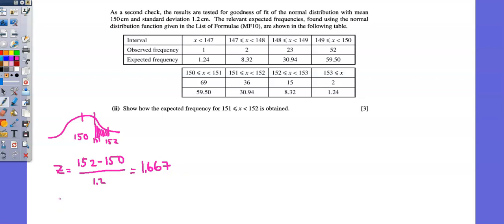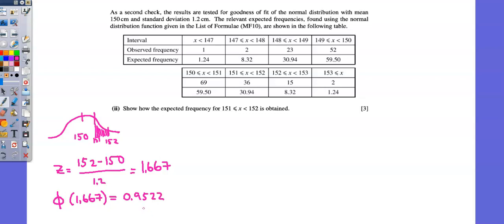And when I look up, using the table, phi of 1.667, here going from the z to the probability, I work around the edge of the table and go in to find the relevant probability. I find 0.9522. That's cumulative all the way up to 152.